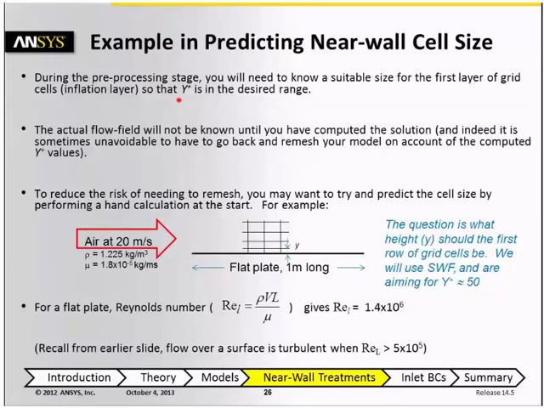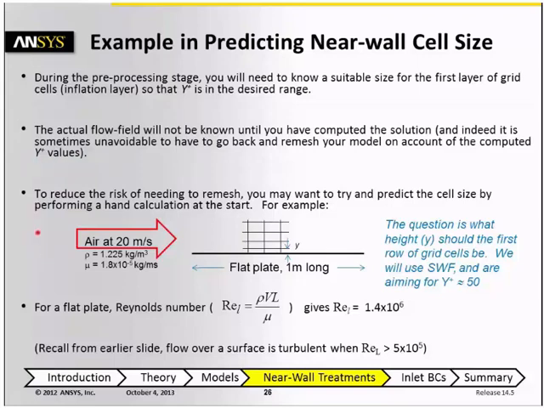So what we want to do on this slide is show an example of how to estimate the physical distance from the wall that corresponds to a given value of y plus. When we do this, it's important to remember that the actual flow field is not known until after you computed the solution. So this is just an estimate, but you can definitely reduce the risk of needing to remesh by estimating the cell size using the procedure that we show here.